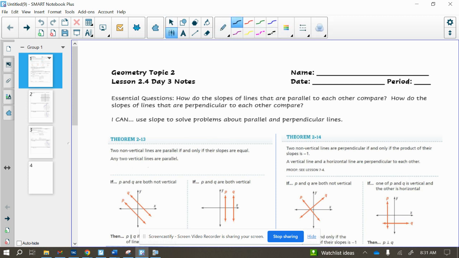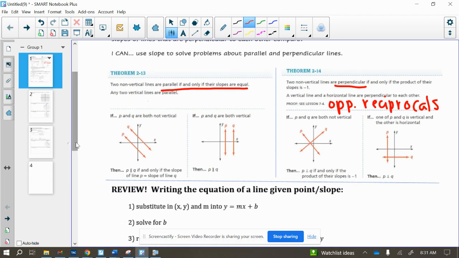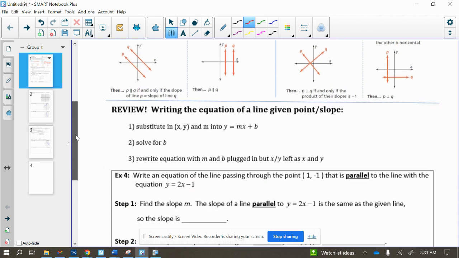Just a reminder from what we've been talking about for the past few lessons: when our lines are parallel, their slopes are equal, and when our lines are perpendicular, they're what we call opposite reciprocals, where the product of our two slopes is equal to -1. In other words, one slope is positive, one is negative, and they are flipped fractions of each other. So we will need that information for later.